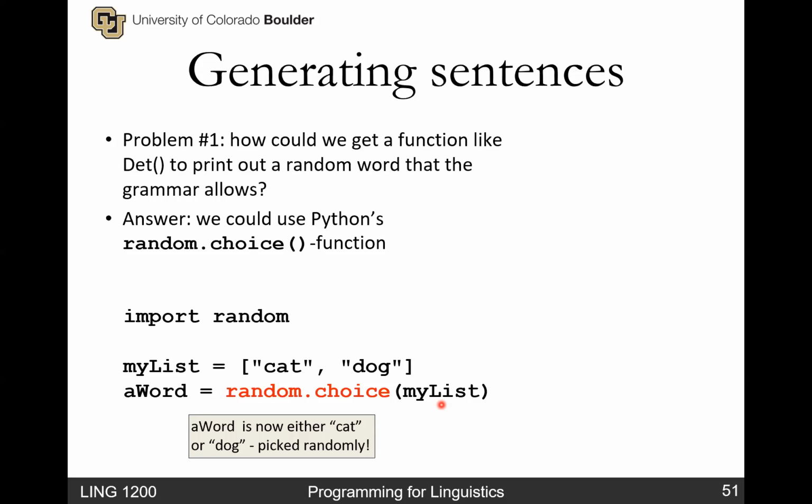So a random element, one single element randomly from our list, and return it so that it would now be assigned to a word, the variable. And we can then work with that randomly chosen word. So that solves our first problem of how do we get random words from a list of words.